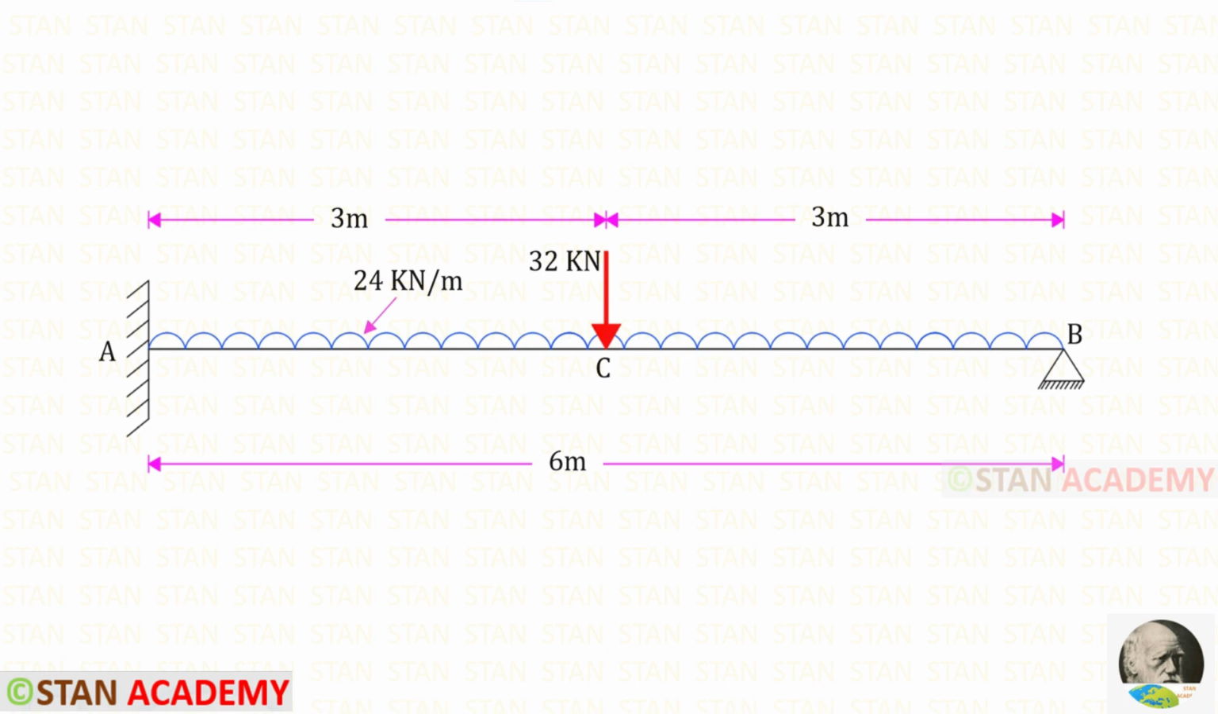Hello everyone. Today we are going to analyze this propped cantilever beam. In this beam, there is a point load 32 kN. It acts at a distance of 3 meter from the left support. Also, there is uniformly distributed load 24 kN per meter. It is acting in the entire span. The length of the beam is given as 6 meter.